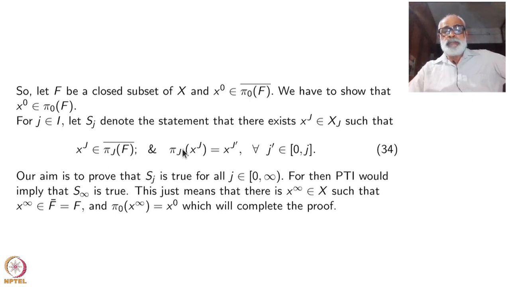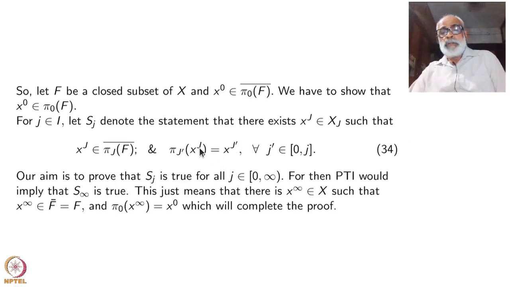Then it must also satisfy that all its projections, the j prime projection of this one, agrees with x_j prime. So this is inductive: x_j prime denotes an element here with this property. So it must be true for x_j prime also here. x_j prime belongs to pi_j prime of that one. That is the inductive statement, one single statement meaning all this.